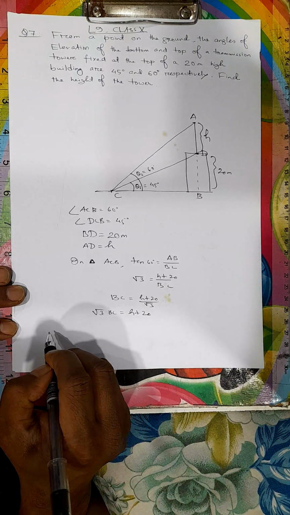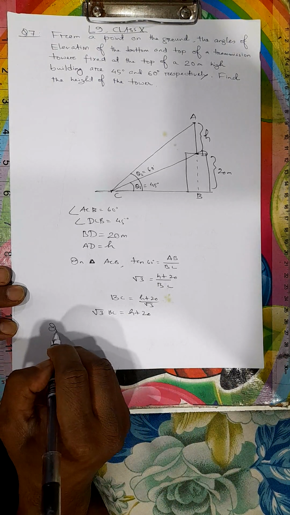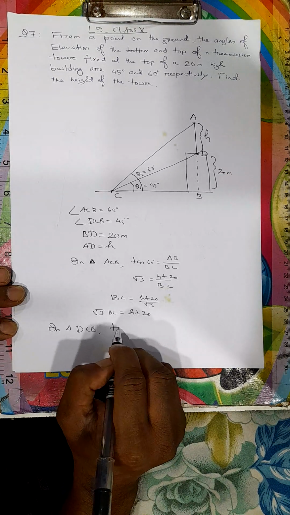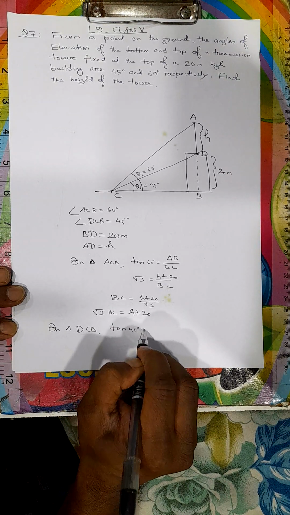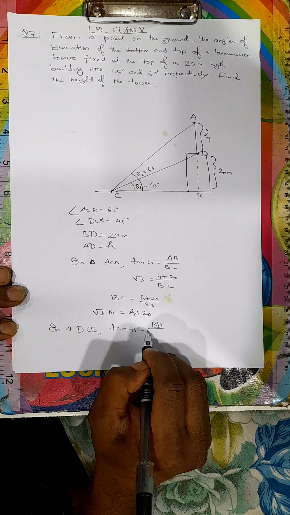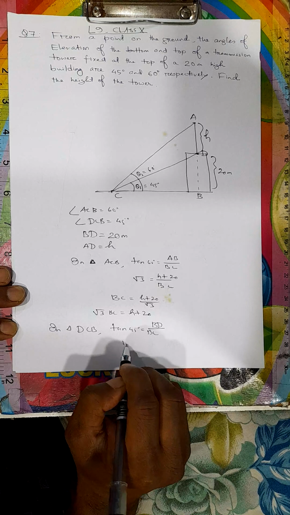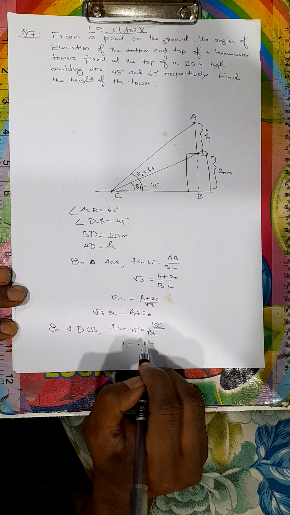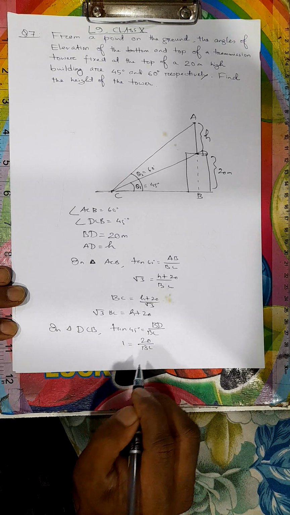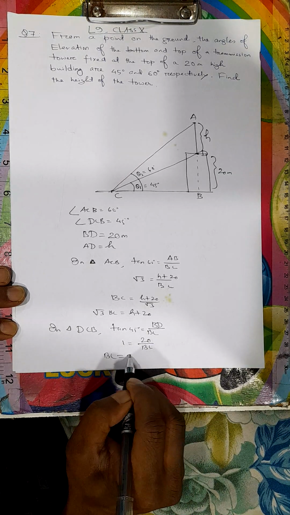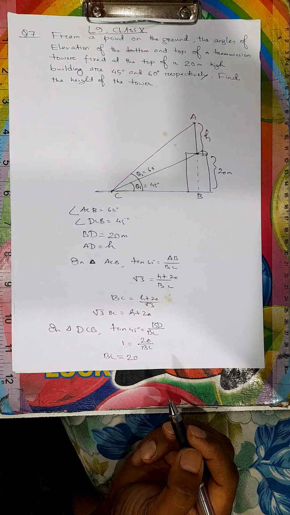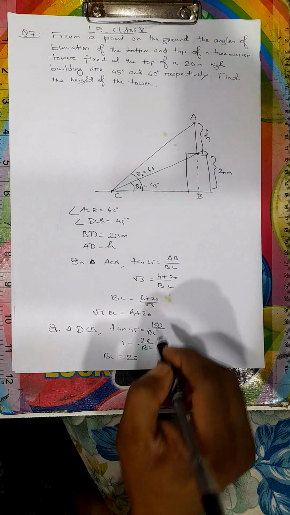Now let us come to triangle DCB. In triangle DCB, tan 45 degree equal to opposite BD by adjacent BC. Now tan 45 degree equal to 1, BD is 20, so therefore what is BC? BC equal to 20, right? So we got BC now.